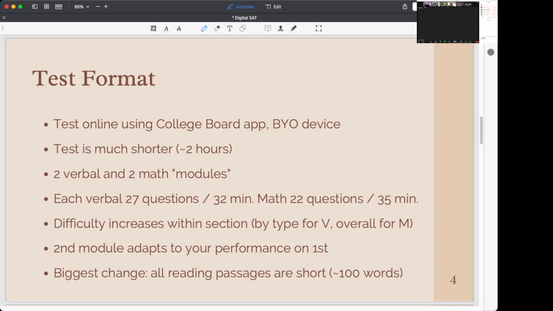Have any families that you guys have worked with mentioned the new SAT yet at all? Has it been on their radar? Yeah, no, they've all heard it first from me.